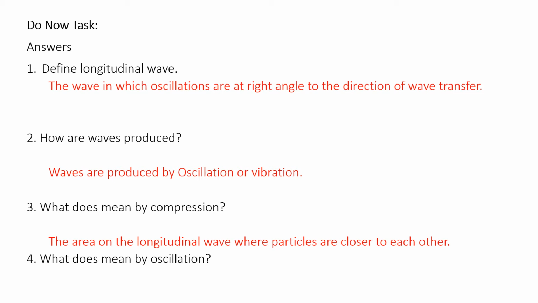So you can mark your answers. Well done for that. On the screen, the last answer is not showing up. So what does it mean by oscillation? It means vibration, to and fro motion. If you have written to and fro motion, back and forward motion, that's still okay. If you have written front and backward movement, that's still fine. So oscillation is another word for vibration. So all are good, correct. Well done if you could remember all of these definitions.